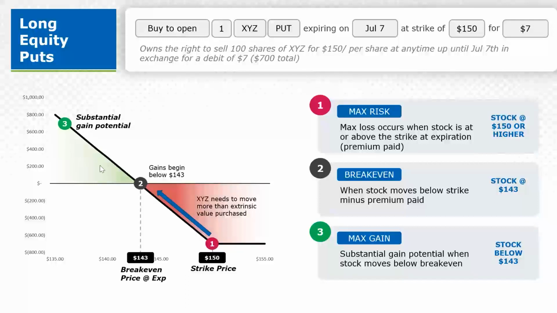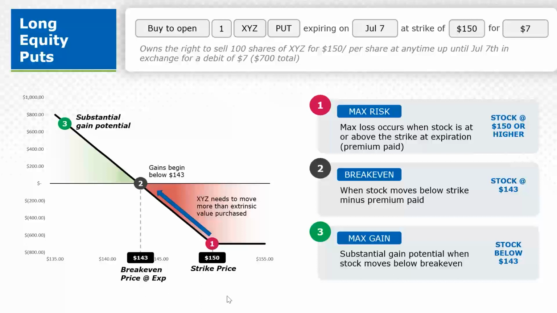Okay, taking a look here at long equity put options, and we're going to use pretty much the same example of a put option with a strike price of 150 expiring on July 7th for XYZ. So by buying a put option, you own the right to sell 100 shares of XYZ for 150 per share at any time up until July 7th in exchange for a debit of $7 per share, or $700 total. So this is the mirror image of a long call option.